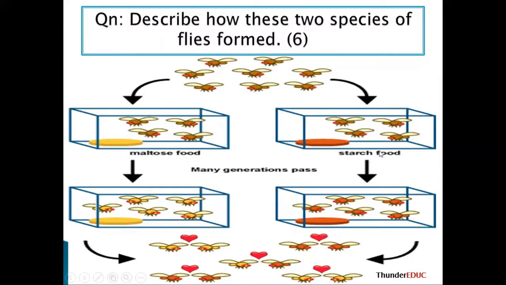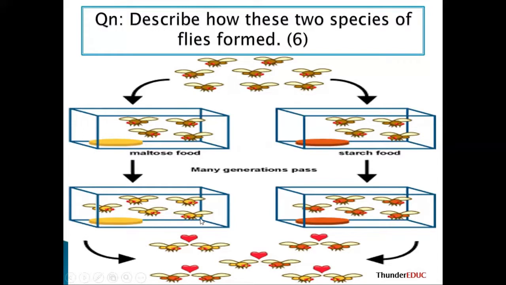So those which cannot feed on starch, they will do what? They will die. And those which can feed on starch, they will survive. While here, those which cannot feed on maltose will die, while those which can feed on maltose will survive. So over many generations, due to no gene flow between the two populations, this will result in a different genotype. This will lead to these species becoming genetically different and phenotypically different due to the different environmental conditions as a result of natural selection occurring independently.